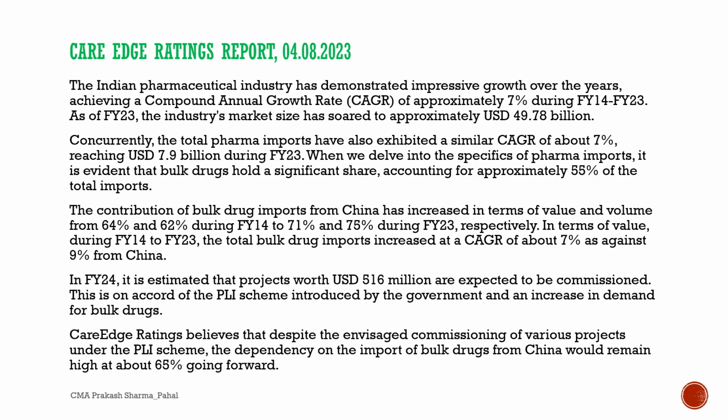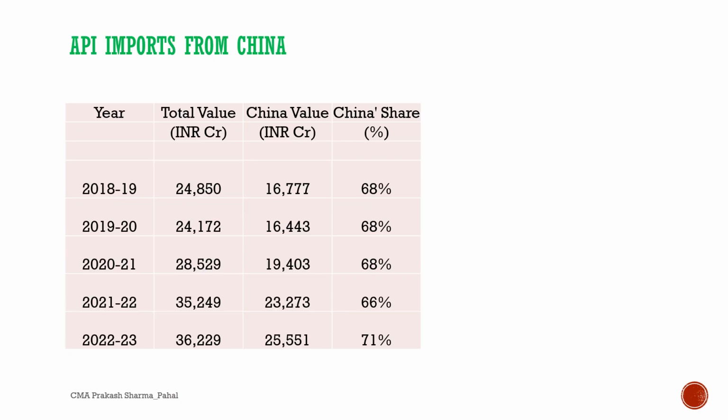They further say CareEdge Ratings believe that despite the envisaged commissioning of various projects under the PLI scheme, the dependency on the import of bulk drugs from China would remain high at about 65% going forward. Contribution of bulk drugs from China reported at all-time high during FY23 both in value and volume. This we can see from the trend in API import from China.